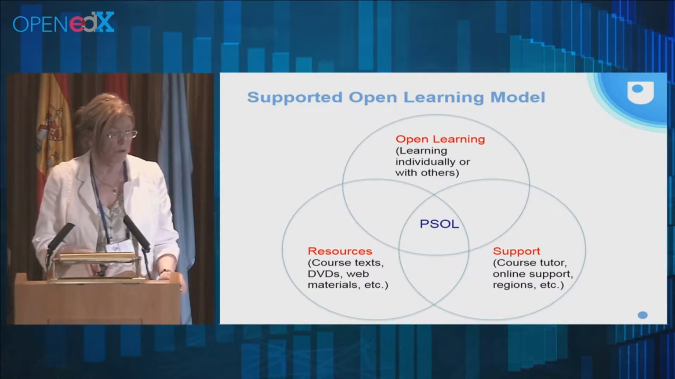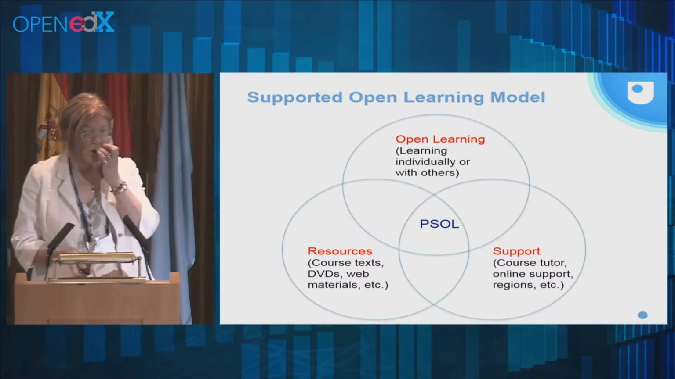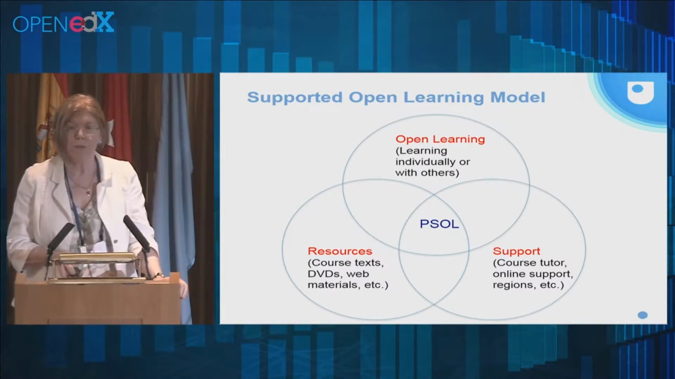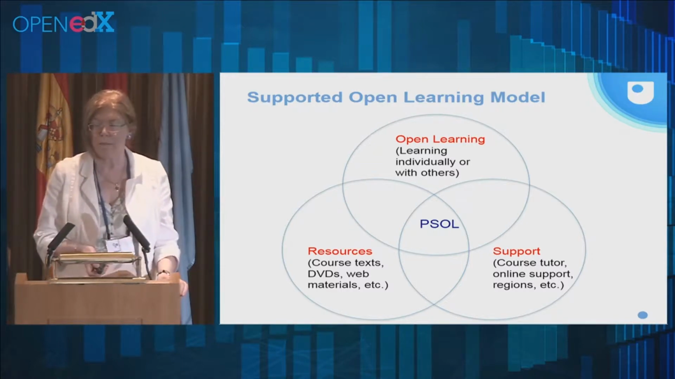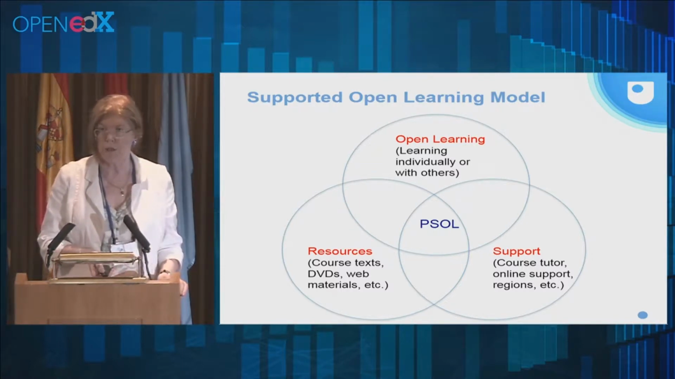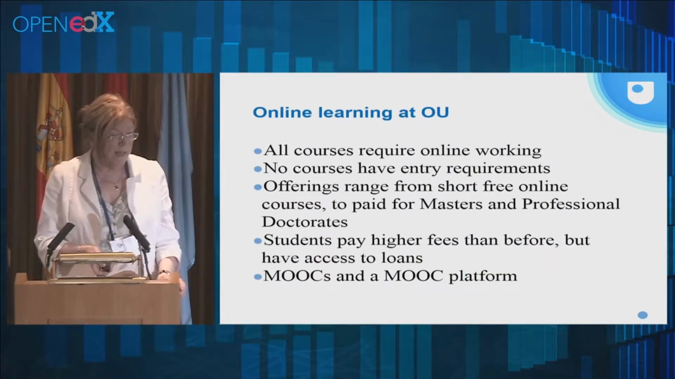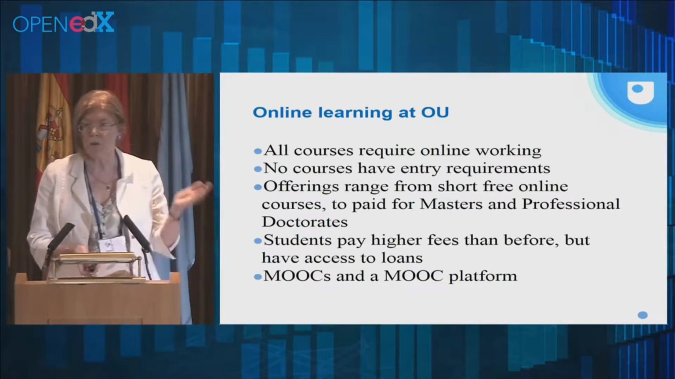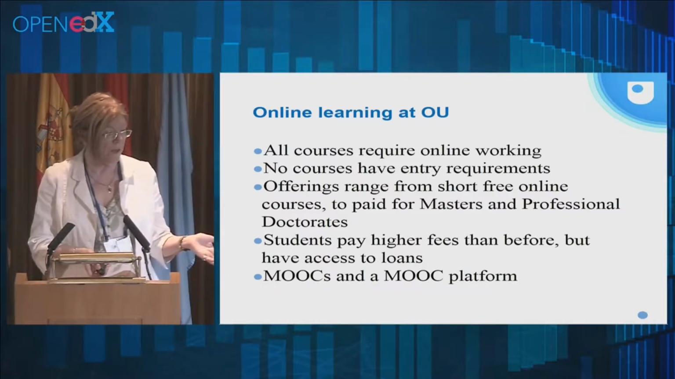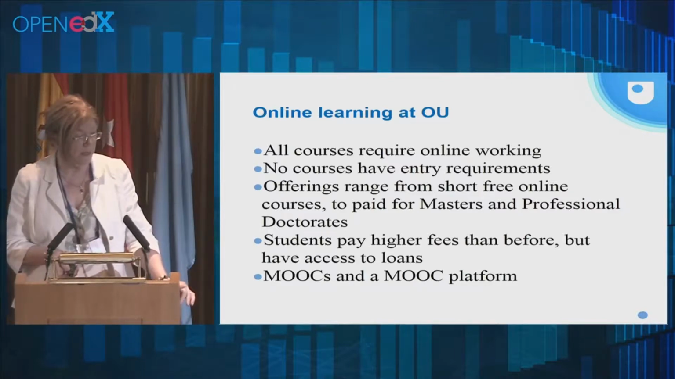So we have a supportive open learning model, and the only remark I will make about OU strategy at the moment is we're really looking hard at that model to think about how we can make it personalised, supported open learning. So that's the direction of travel. As I said, online working, no entry requirements, complete range of courses from short free online courses to paid for masters, professional doctorates and PhDs.